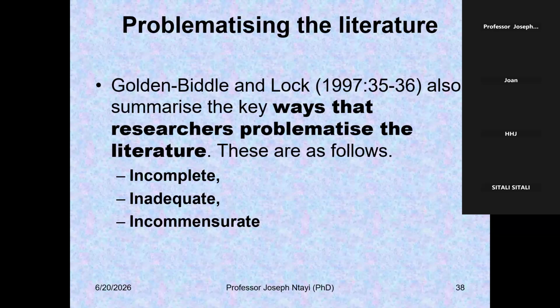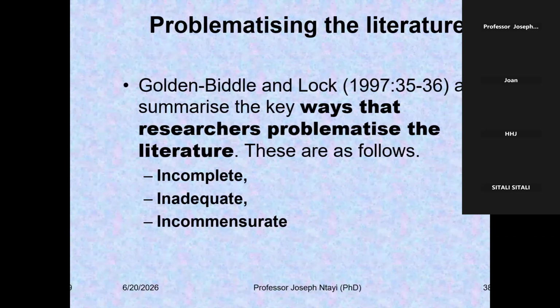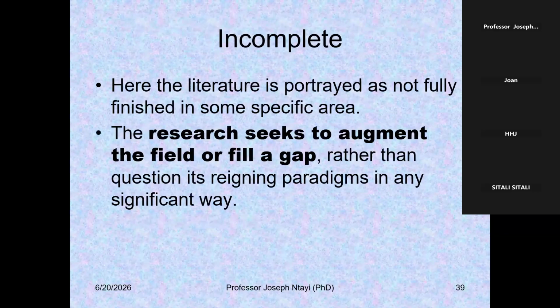So what is incomplete? My slides are not moving. Okay. What do we cover under this area where we say that literature is incomplete? As you can see from our slide here, incompleteness portrays literature as unfinished. In other words, existing knowledge is viewed as valuable, because we know that this is existing knowledge. It is very important and useful. It's fundamentally correct, but important aspects remain unexplored.